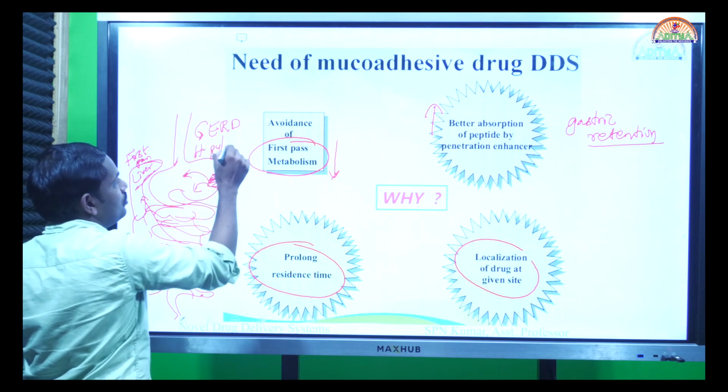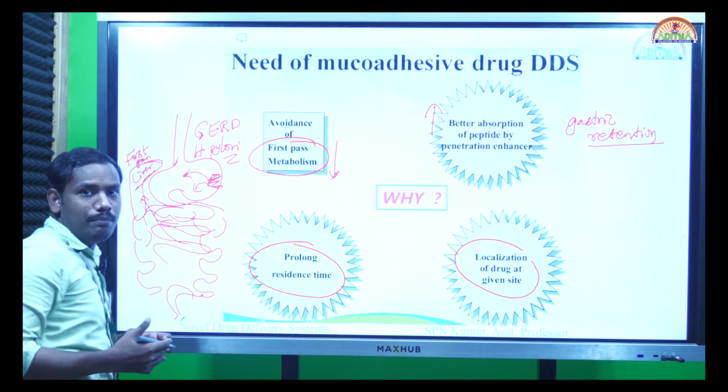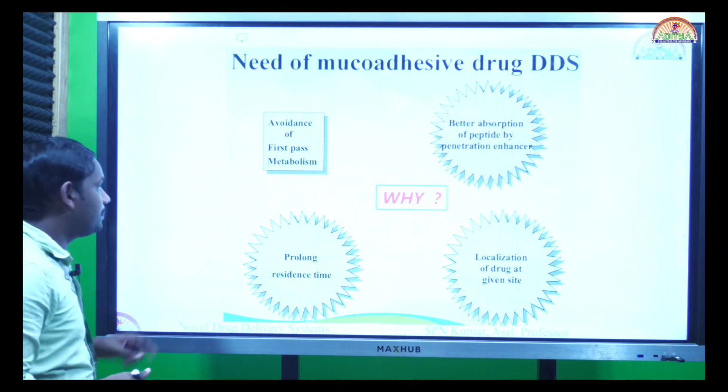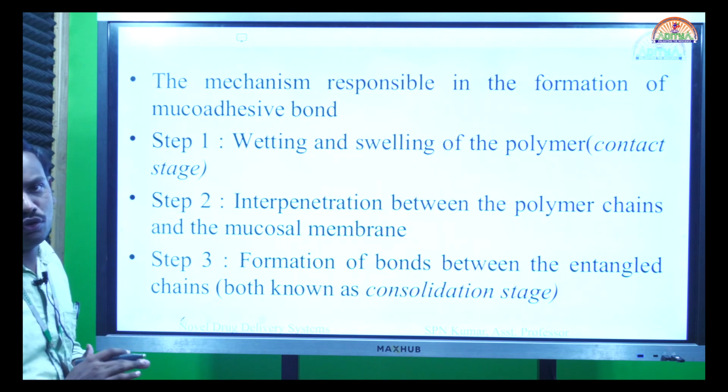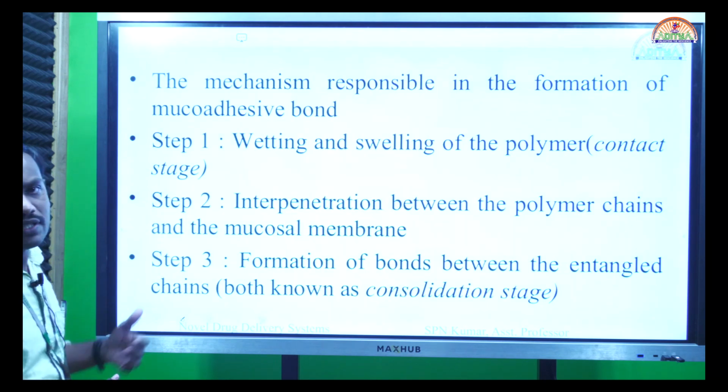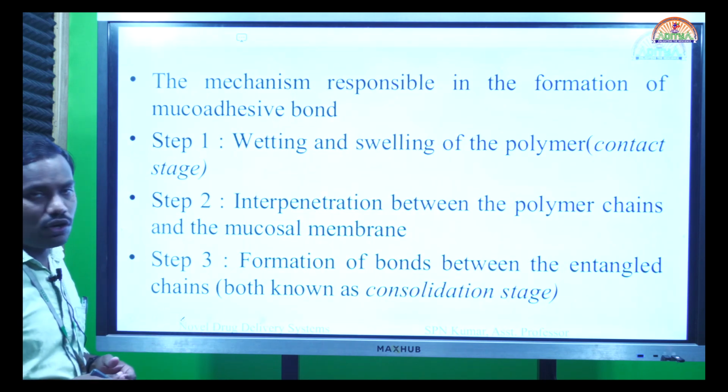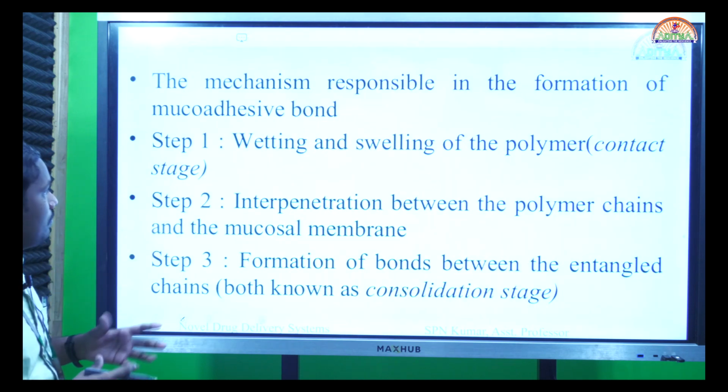pylori infection. So in these areas they are going to be more beneficial to the patient. So what is the mechanism involved in this mucoadhesive drug delivery? We have several theories which we are going to see very shortly. Here is a brief idea.